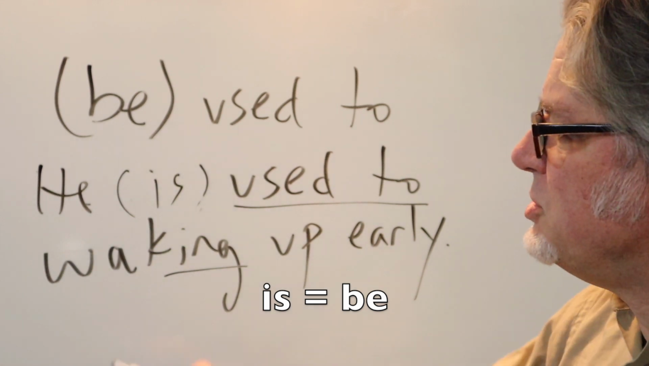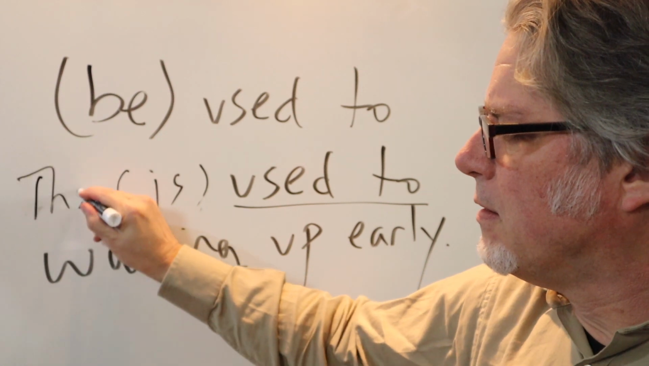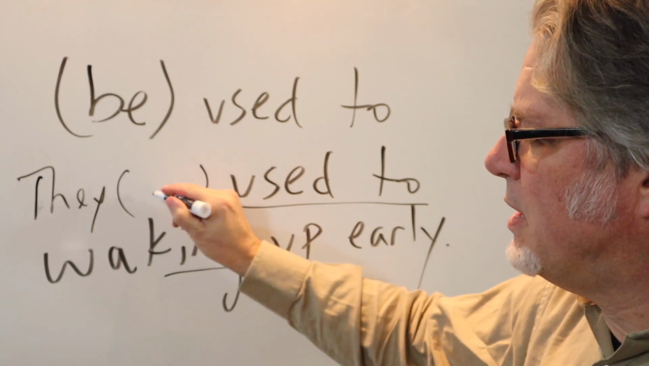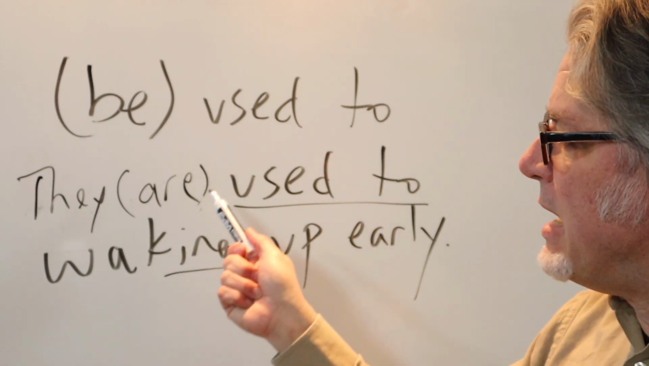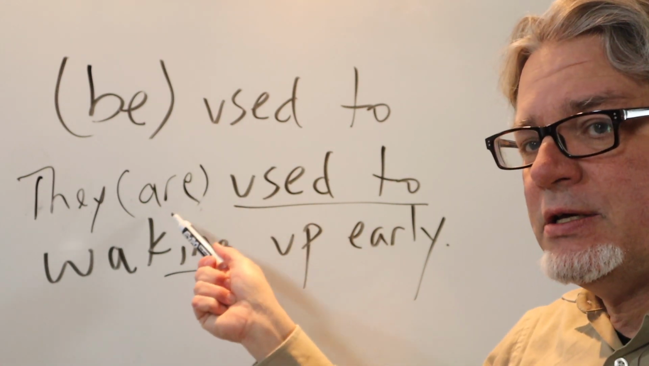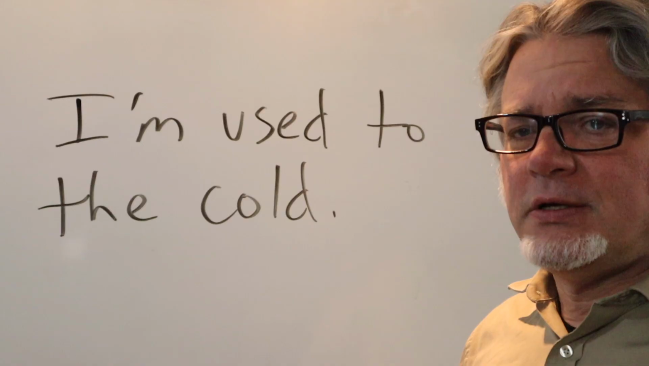If the subject changes to he, then of course this changes to is. If the subject changes to they, then this changes to are. So you really just have to pay attention to how the verb be changes. That's the important thing about this.